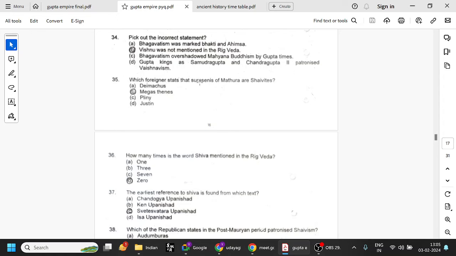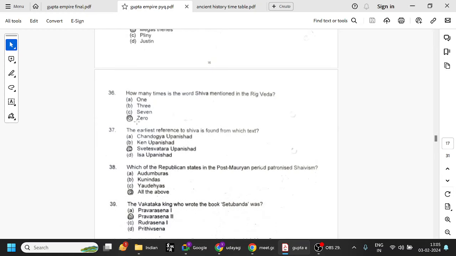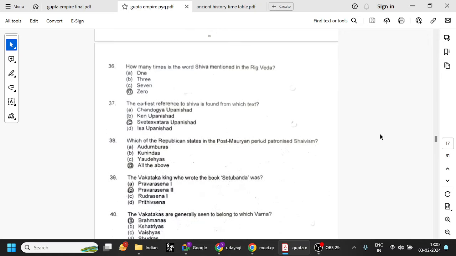Which foreigner states that the Surasenoi of Mathura were Shaivites? Megasthenes, who came during Chandragupta Maurya. How many times is the word Shiva mentioned in Rig Veda? Zero. Shiva was not mentioned. Rudra was mentioned once in a while, but Rudra was not a very prominent god back then. Indra was more prominent. Indra, Agni, etc.